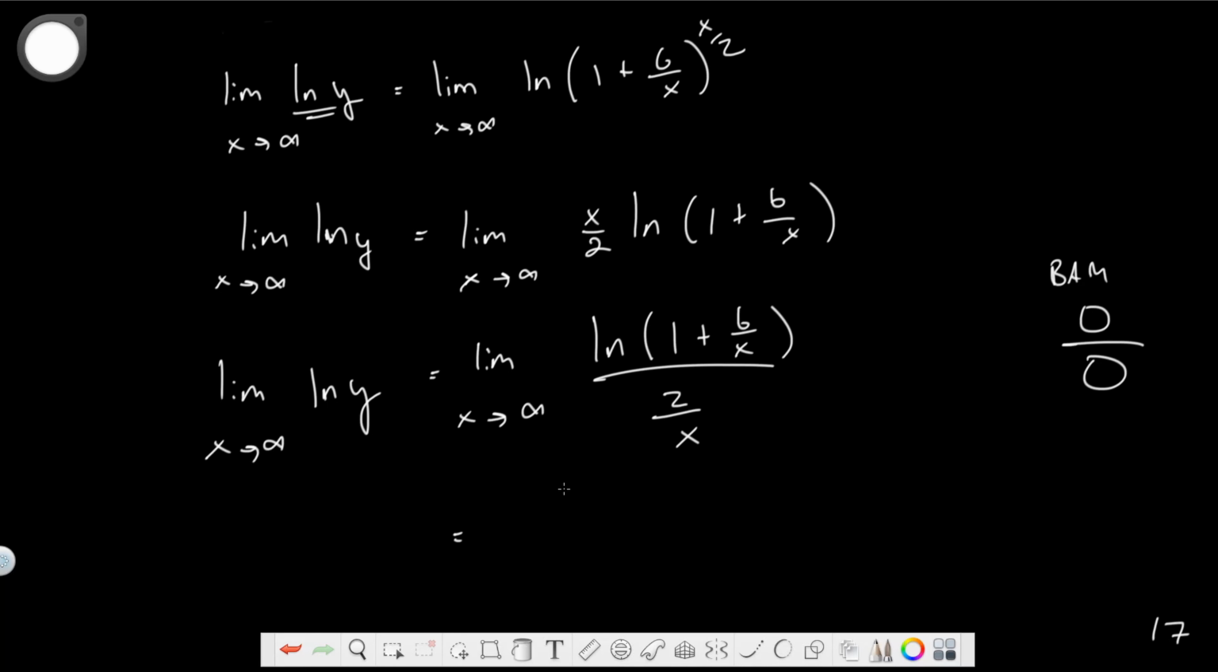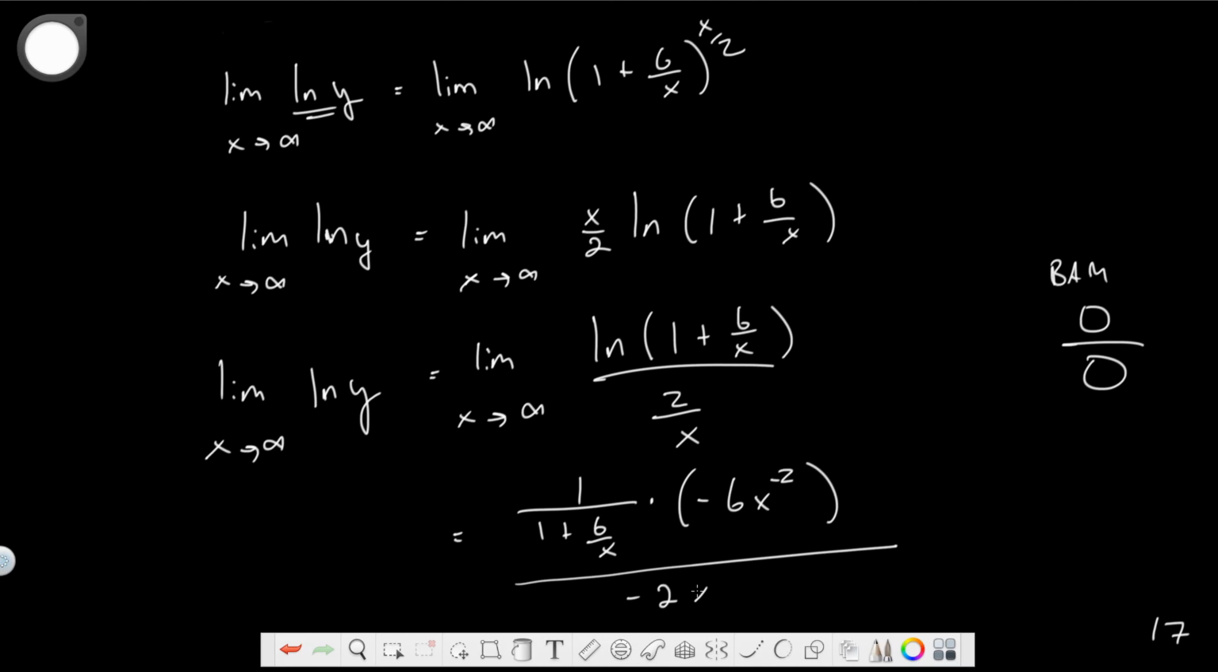The derivative of this is going to be 1 over 1 plus 6 over x times the derivative of what's inside. That's going to be negative 6 x to the negative 2, all over the derivative of this. That's going to be negative 2 x to the negative 2. I believe I'm right. Let me just check. Yep, that is correct. And these cancel. These cancel. That becomes a 3, and I have 3 over 1 plus 6 divided by x.